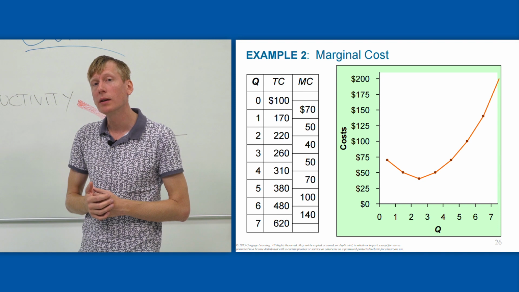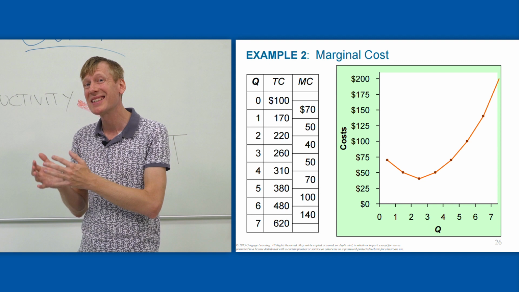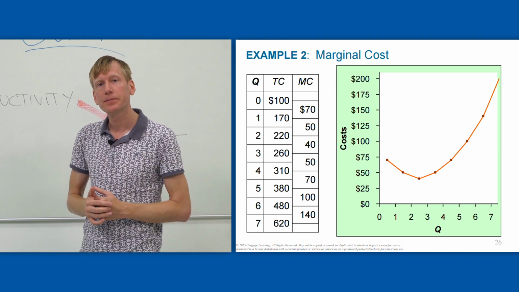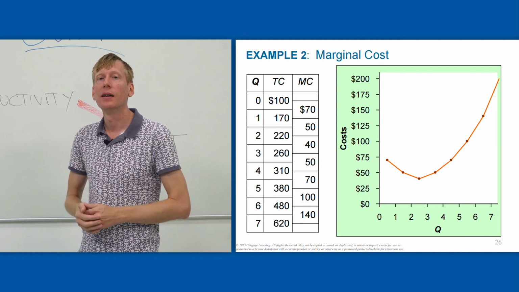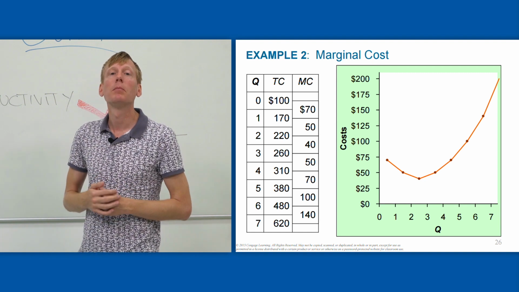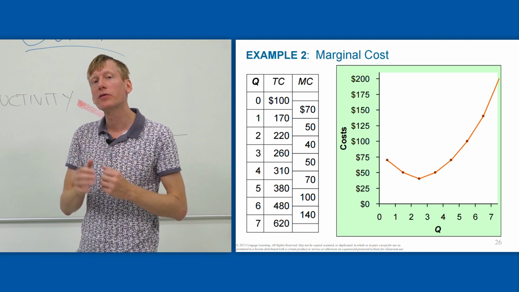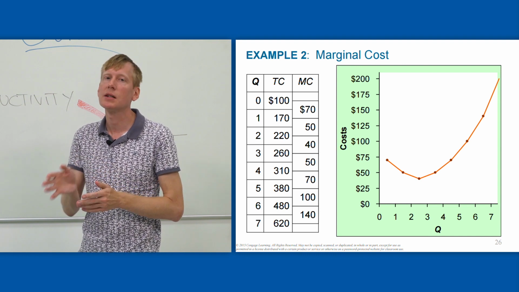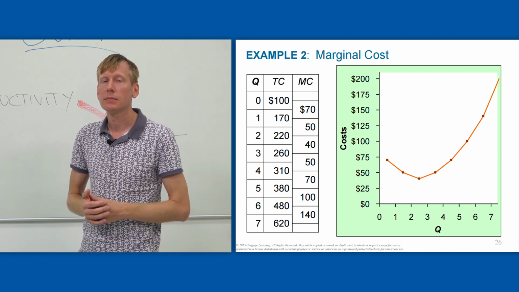And for the third unit, their marginal cost, as we go from 220 total cost to 260 total cost, is only 40, so their marginal cost falls further. But for every unit of output that they produce past three, adding the fourth unit, the fifth unit, the sixth unit, the seventh unit, marginal cost is now increasing. Moving from three to four, we increase total cost from 260 to 310, as seen on the schedule before, which leads to a marginal cost of 50.